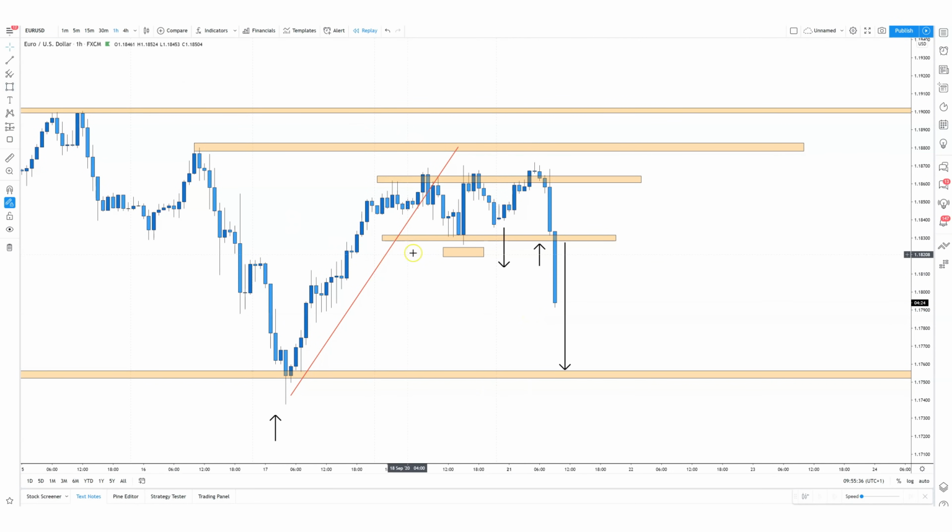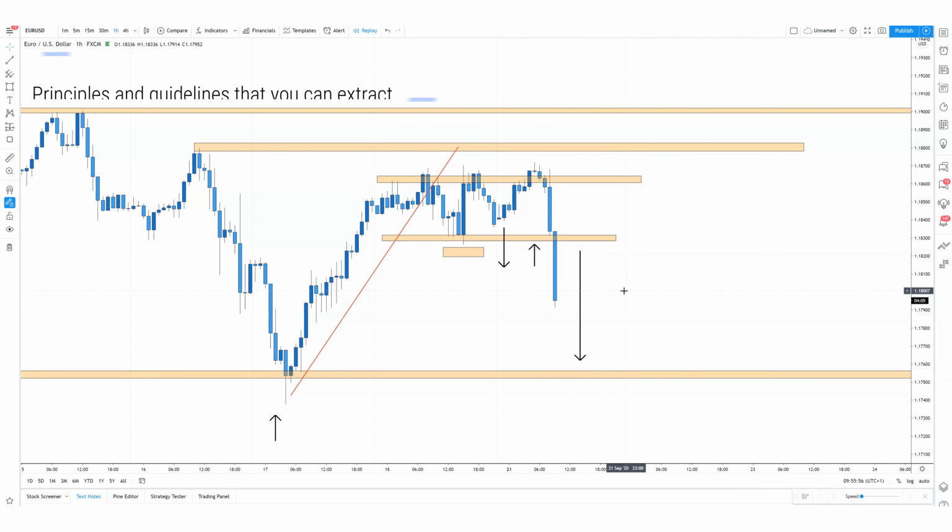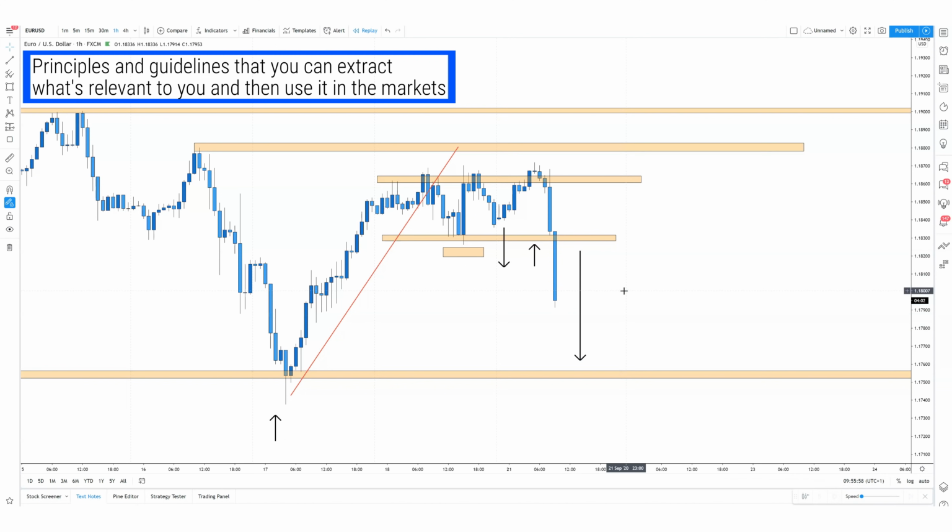Now, I did mention yesterday about stops, buyers in this market, and stops being hunted out. And look at this. We've had this extreme crash to the downside. I'm not going to tell you how to trade this personally. It's down to you to use your strategy. But remember, what I'm teaching you is, first and foremost, a disclaimer, of my own opinion. And secondly, just principles and guidelines that you can extract what's relevant to you and then use in the markets.